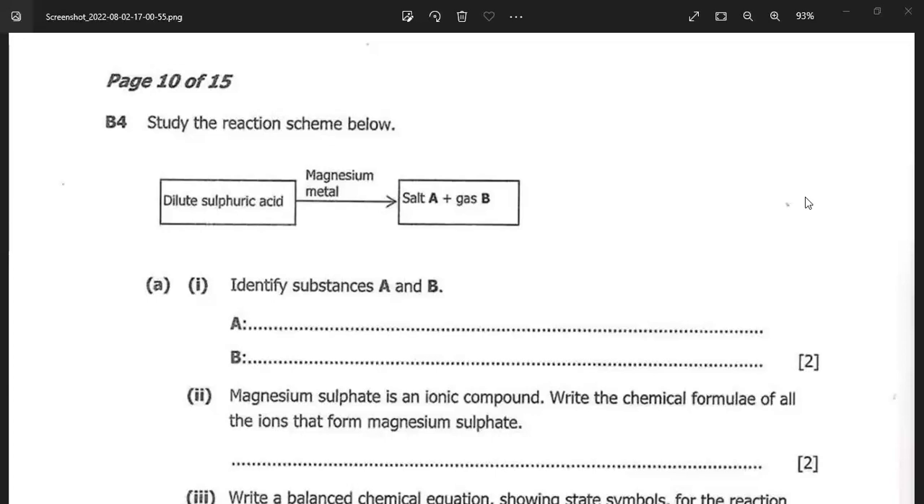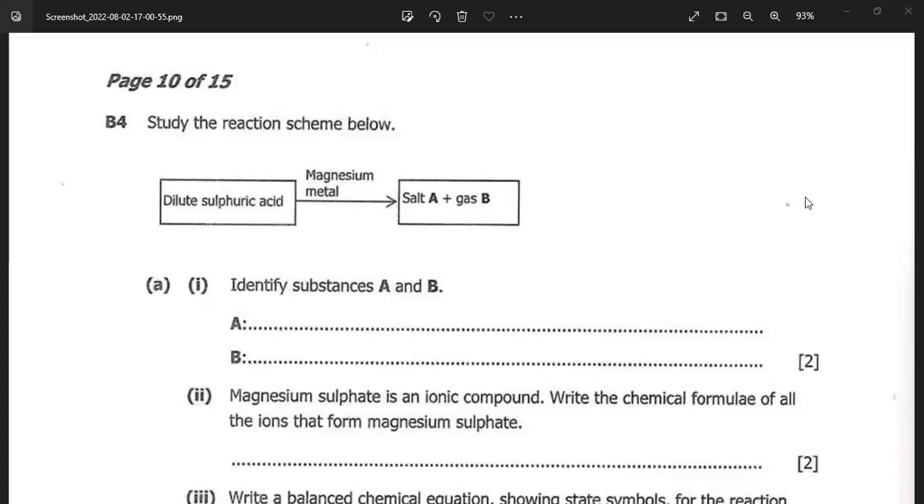Now you should ask yourself, we have dilute sulfuric acid reacting, of course, with magnesium metal. That is what you have. Now, we definitely know that we have an acid reacting with a metal. You can ask yourself, what is produced when an acid reacts with a metal?